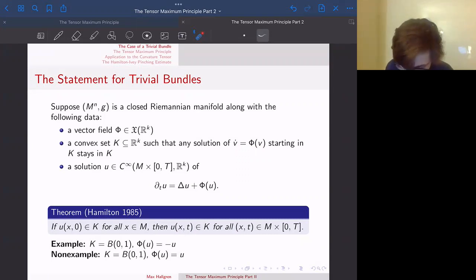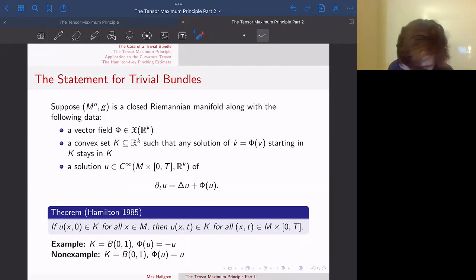And then the last piece of information is that we want a solution of a heat type equation where the reaction term is this vector field. All right. This is the statement of the tensor maximum principle in the case when the vector bundle is just your manifold times R^k. This was originally proved by Richard Hamilton back in 1985, and we're going to go through the proof that he gave in his paper.